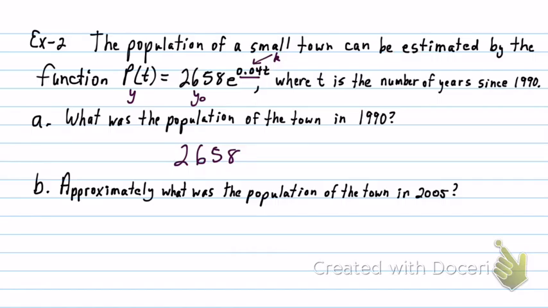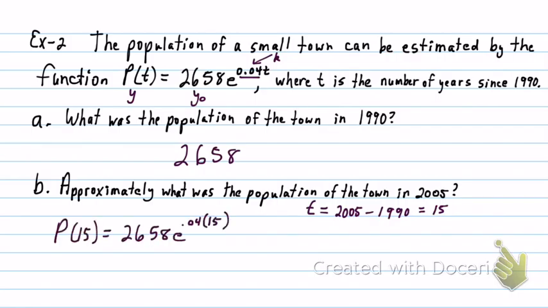Approximately what was the population of the town in 2005? Well, since 1990, that's been 15 years. In fact, we could subtract 2005 minus 1990, and so t is 15. So really all we're finding here is P of 15. So we'll plug in the numbers, and you should get about 4,843.19, but we're talking about people, so it's about 4,843 people. Let's move on to our last example.